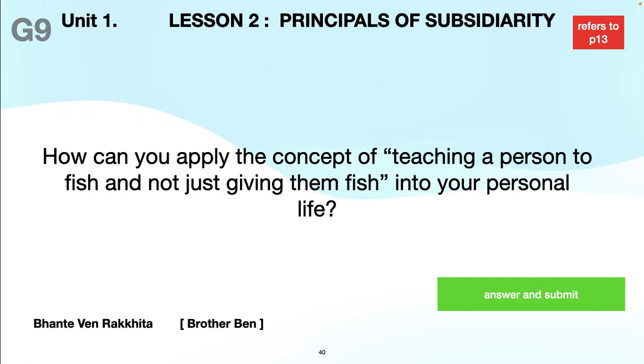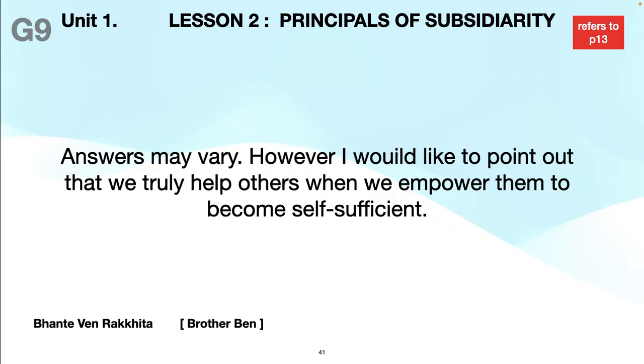How can you apply the concept of teaching a person to fish and not just giving them fish into your personal life? Answer and submit. Answers may vary. However, I would like to point out that we truly help others when we empower them to become self-sufficient.